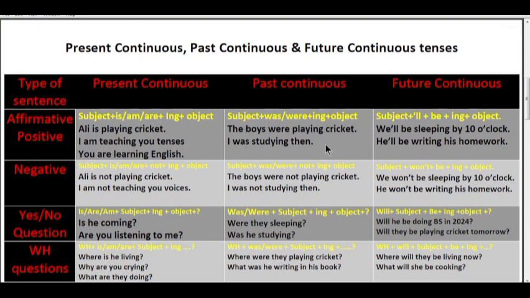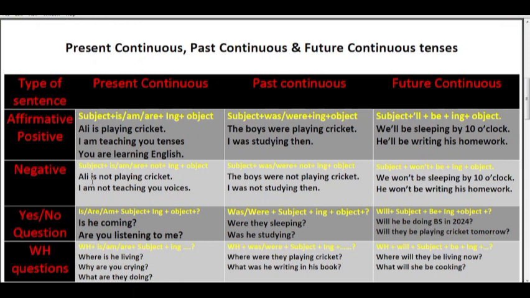I was studying then. For future continuous, we introduce subject followed by 'll or will, then be, then the ing form, and then the object. For example, we'll be sleeping by 10 o'clock. He'll be writing his homework.